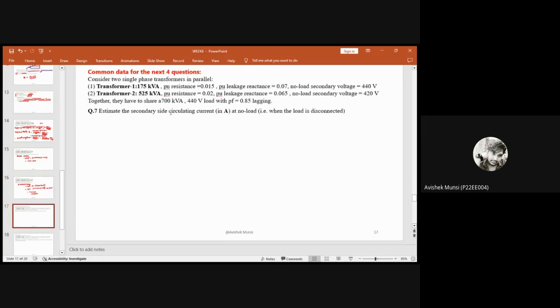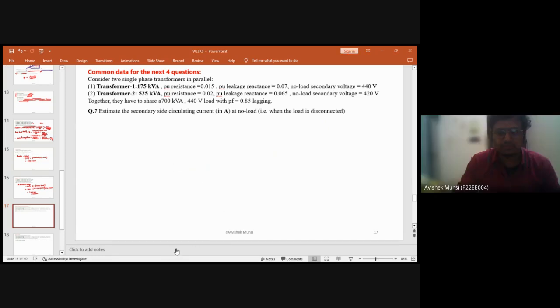So this is the next set of question where it is given that both the transformers have a rating of 175 kVA, per unit resistance and leakage resistance. No load secondary voltage is given. Z for the transformer 2 is also given. So together they have to share a 700 kVA load and a 440 volt load having a power factor of 0.859. So you have to estimate the secondary side circulating current at no load. So try to solve the first part, and it has 4 parts, and it will be the last question for me.